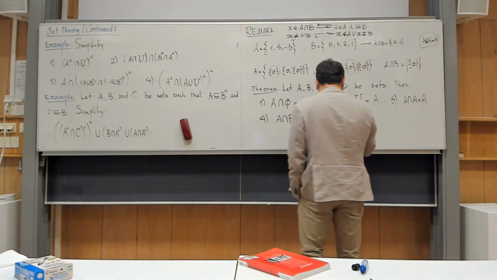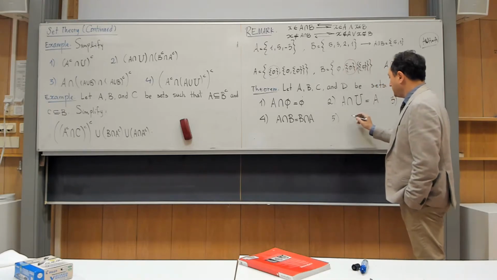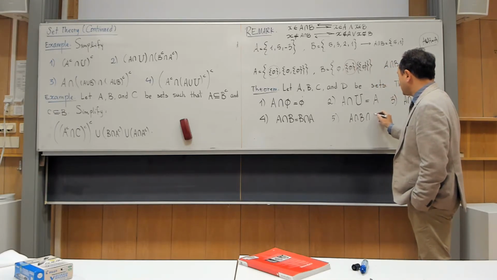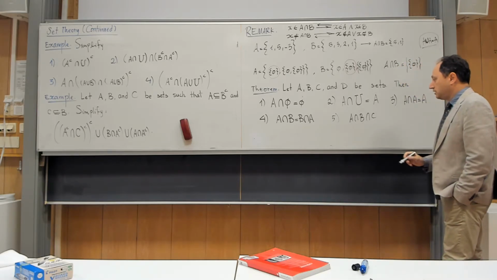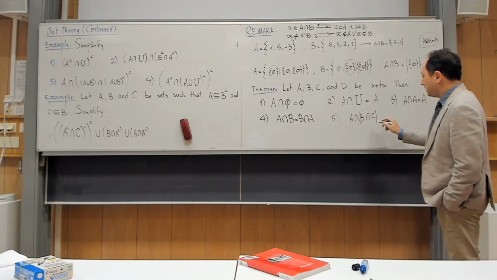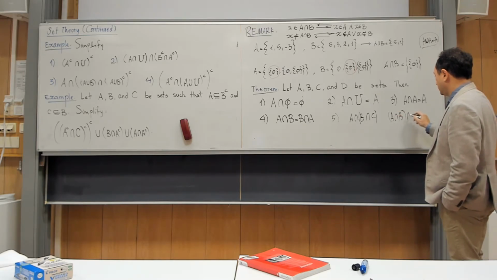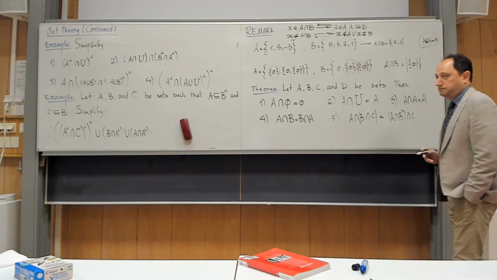So number 5 is associativity. It means that if I have three sets to intersect, it doesn't matter if I do this pair first or if I do this pair first. The answers are the same.